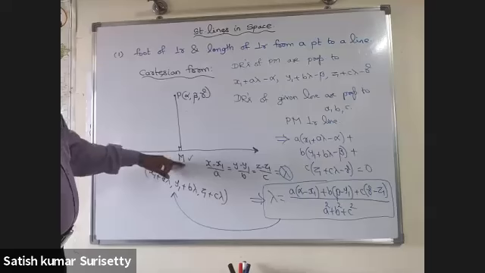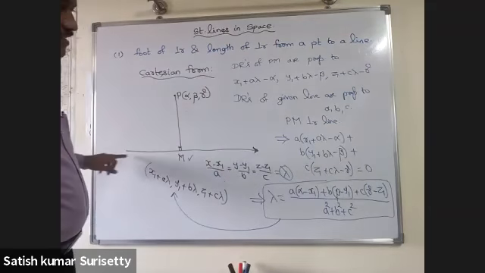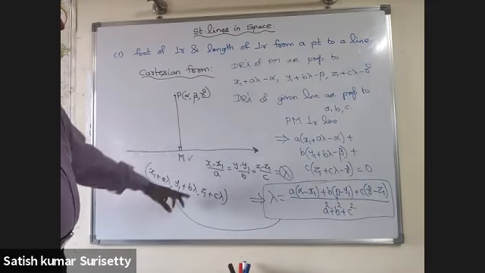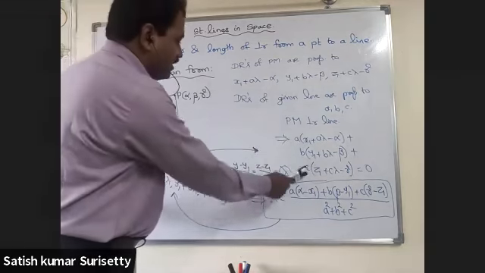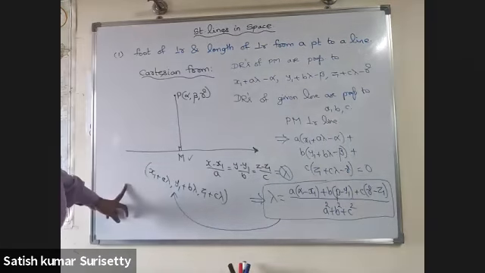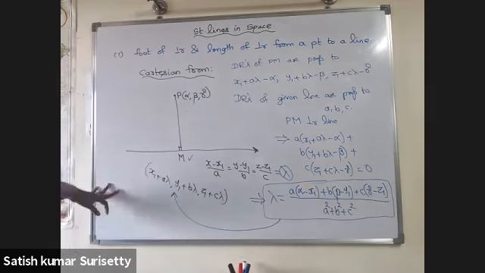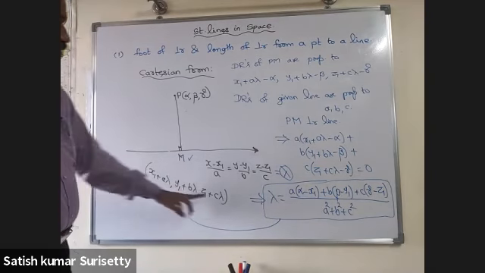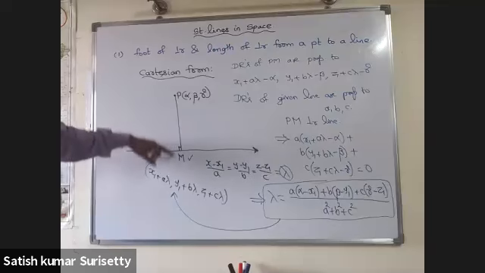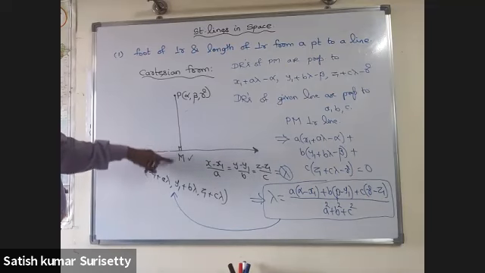Now PM is perpendicular to the given line, so the sum of the products of direction ratios will be 0. Then you get lambda as [a(alpha minus x1) plus b(beta minus y1) plus c(gamma minus z1)] upon (a square plus b square plus c square). By substituting lambda in M, we get the foot of the perpendicular, and by using the distance between the 2 points P and M, we can find the length of the perpendicular.